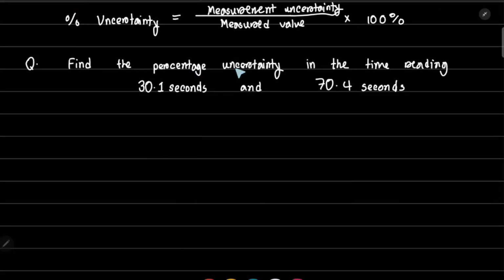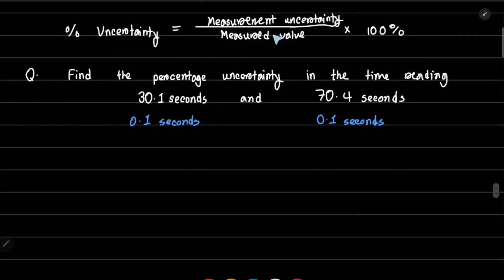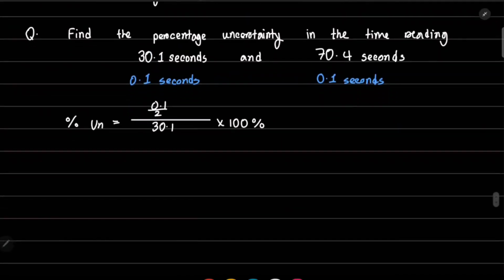Now we are given this question about finding the percentage uncertainty in these values of time, 30.1 second and 70.4. From the readings, we can see that the resolution is 0.1 seconds. By using the fact that the smallest place value is 1/10, so 1/10 of a second is the resolution, so the measurement uncertainty will be half of that. And if we divide it by the measured value, which is 30.1 for the first case, and multiply it with 100, we get the percentage uncertainty for 30.1 second.